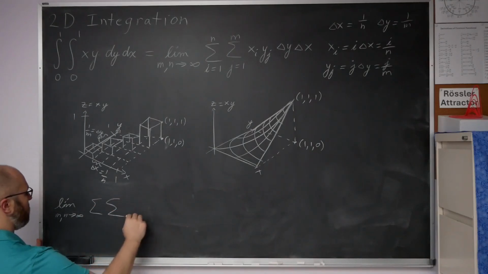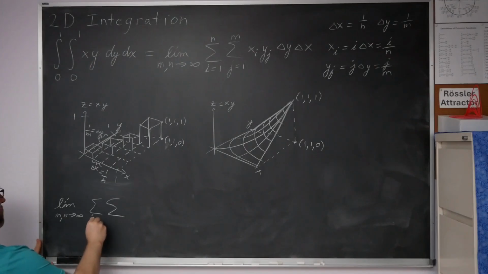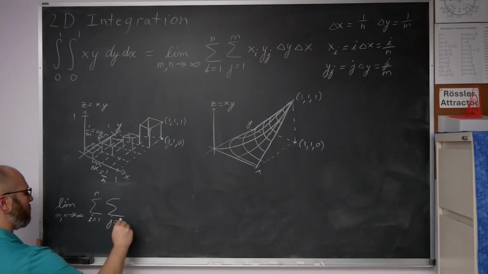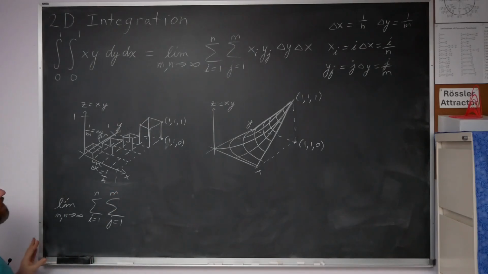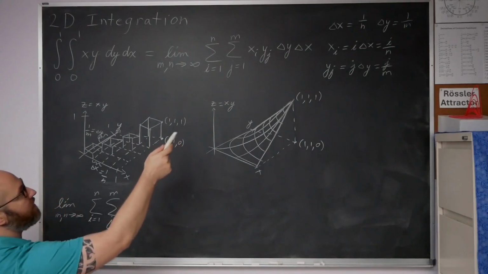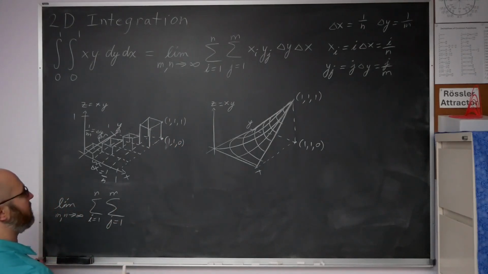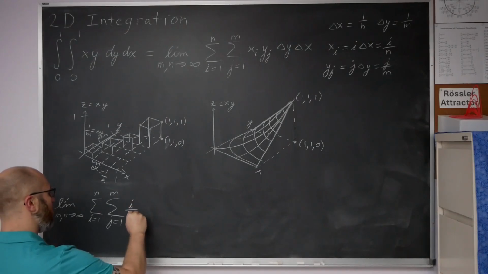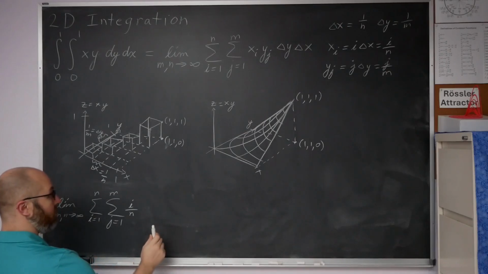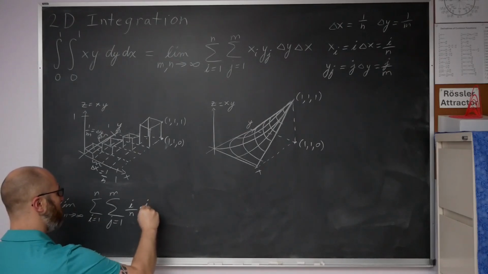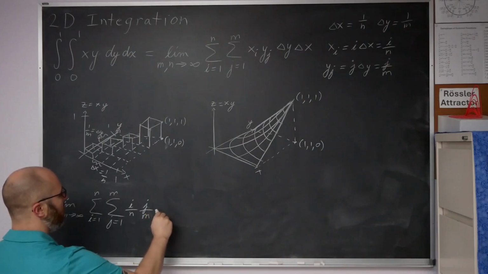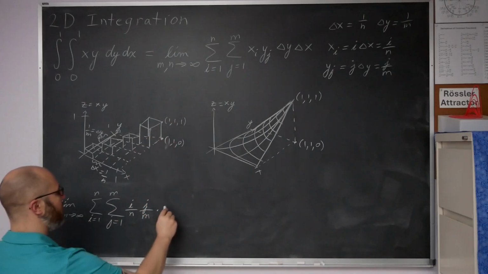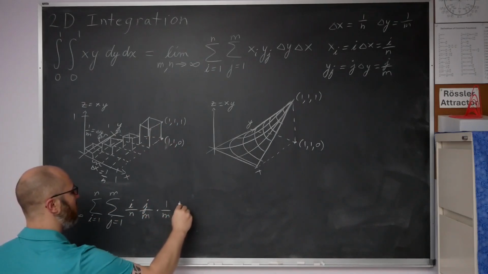Summation i equals 1 to n, j equals 1 to m. And then we have x, so it's x sub i, so it's i over n. Then we have y sub j, which is j over m. Then we have times delta y, so 1 over m, 1 over m.